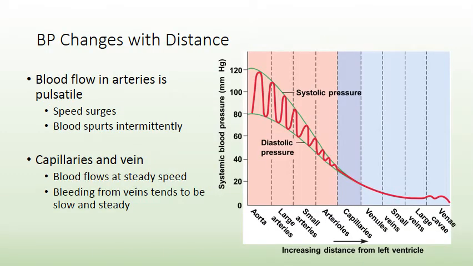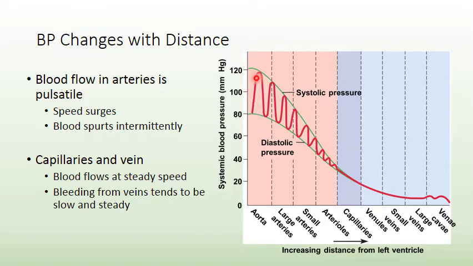Kind of touched on this idea, but I wanted to solidify it. Blood pressure is going to change across the vessel types. Blood pressure is going to be highest in the arteries, and it's what's called pulsatile. That means we get big surges of pressure and big drops in pressure. We get surges from about 80, which is our low, all the way up to 120, and then it drops back down, and surges back up and drops back down.